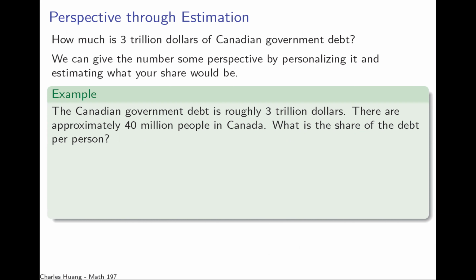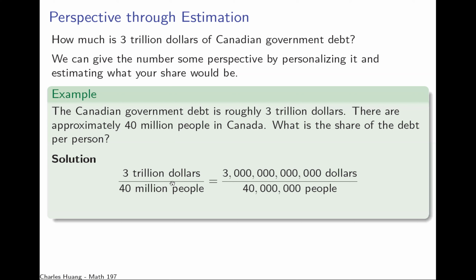So here we're going to go through a few examples of how to get some perspectives on the numbers. So let's say Canadian government debt, all levels of Canadian government owe a total of about $3 trillion. $3 trillion is a little bit hard to understand, right? For us, it's 3 with a whole bunch of zeros. But let's put it into some perspective. Let's think about approximately 40 million people in Canada. So how much is it per person?